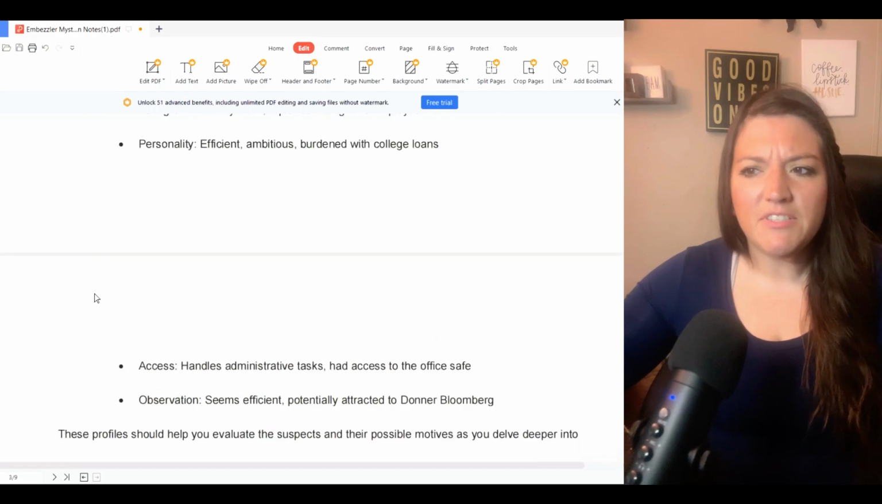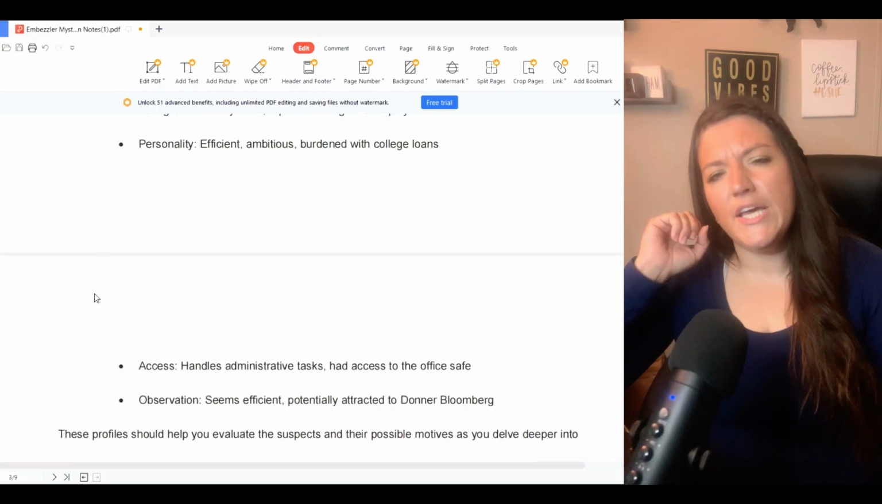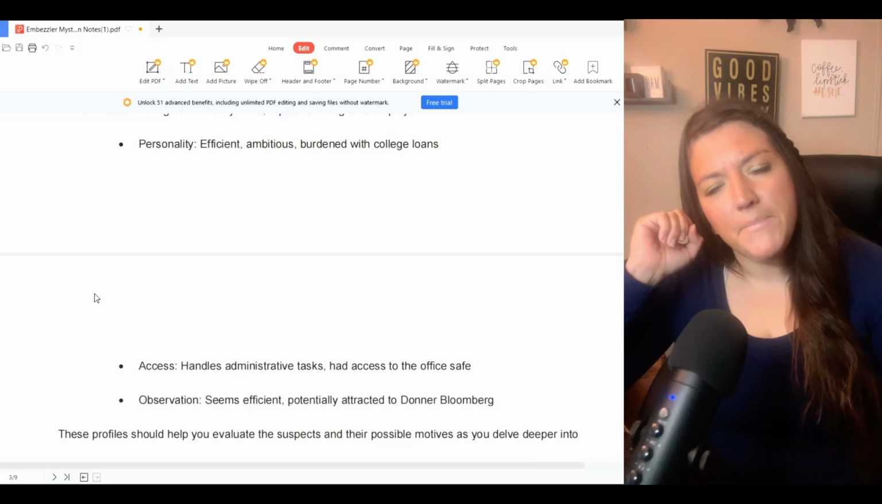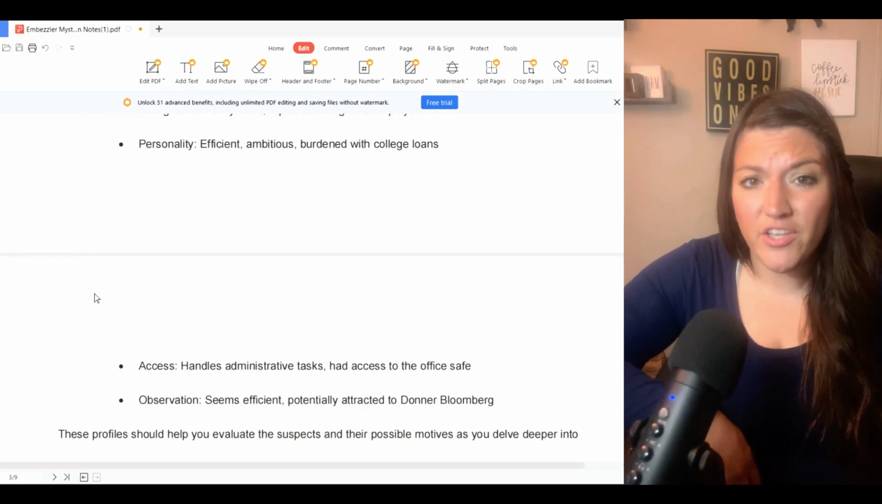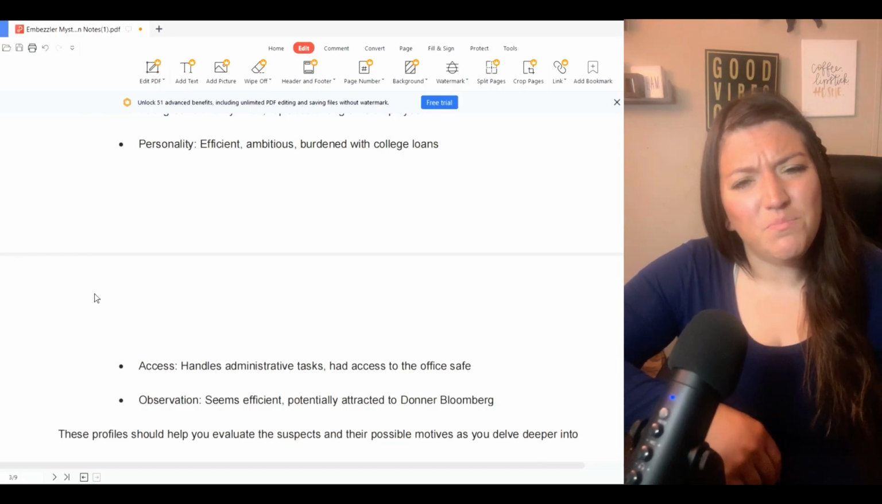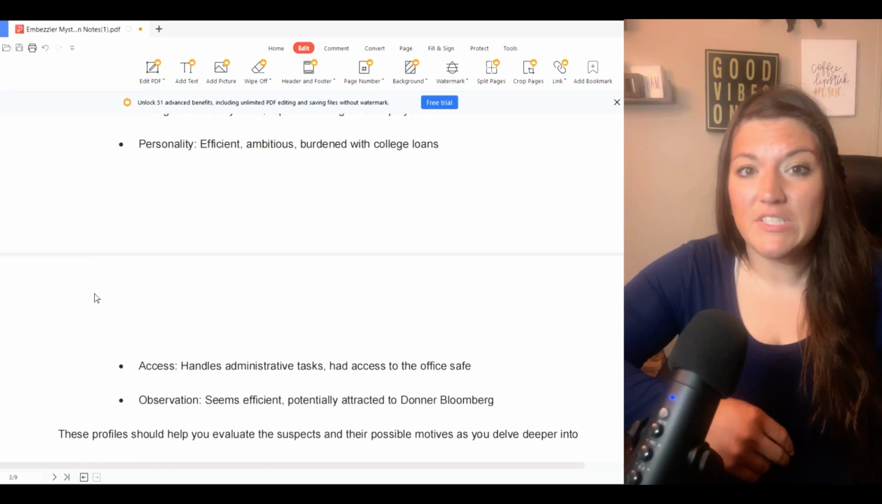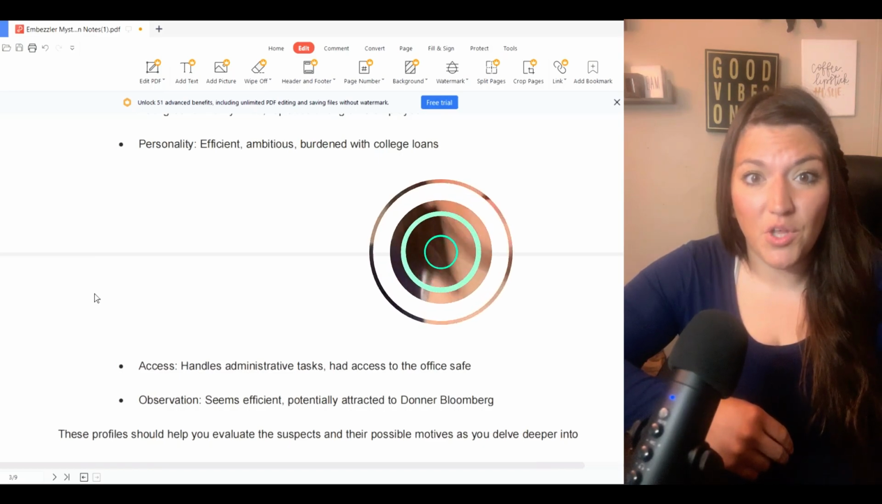She seems efficient, and she has a little crush on the boss. But she also has all of those college loans. So she also could potentially have a motive to steal the money to help her pay off some of those loans. Alright, so after looking into this, it sounds like all 4 of the suspects have a motive for wanting to take the money, right? They all have a reasonable motive. So what do you think?